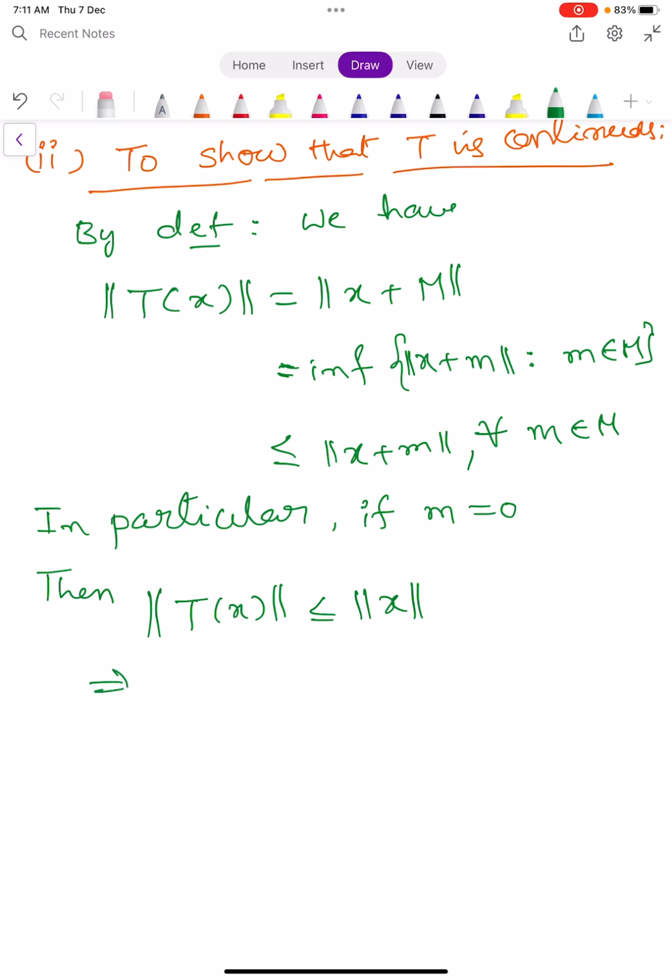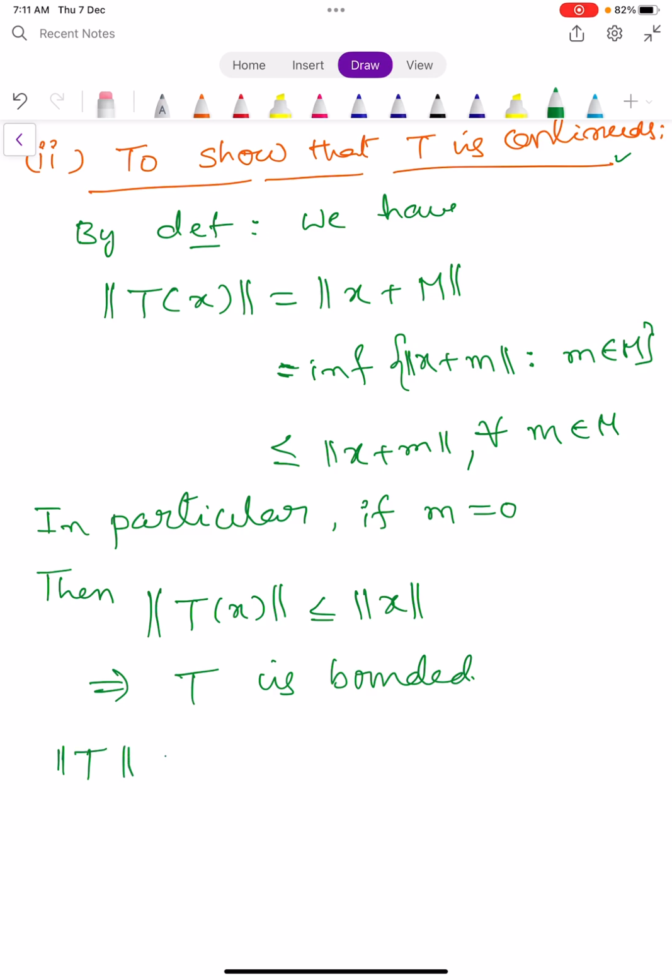This condition shows us capital T is bounded. Further, T is bounded means obviously T is continuous. We move one more step.